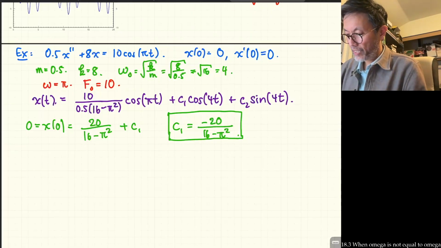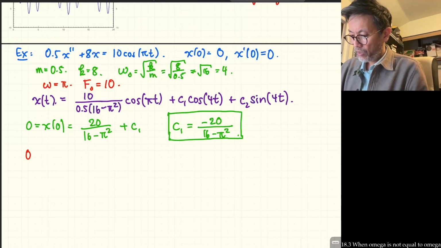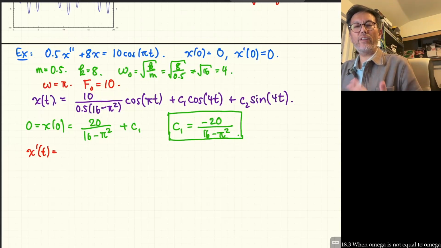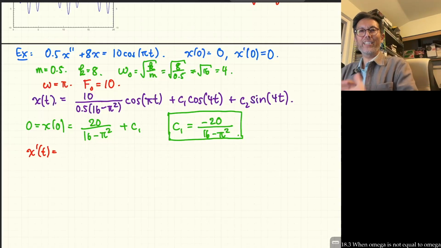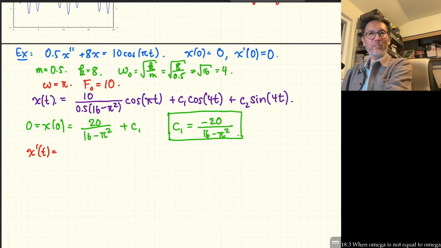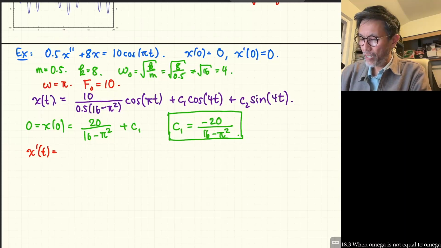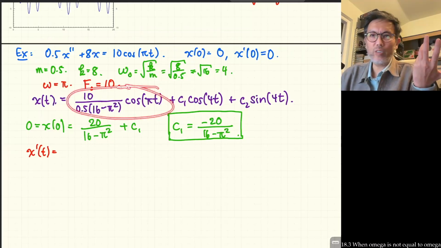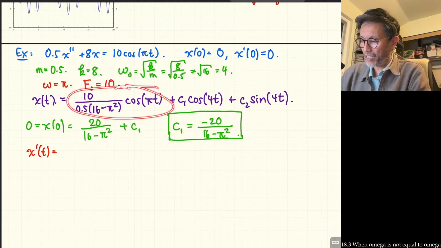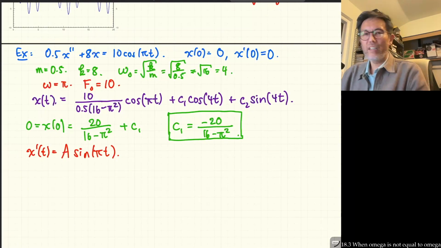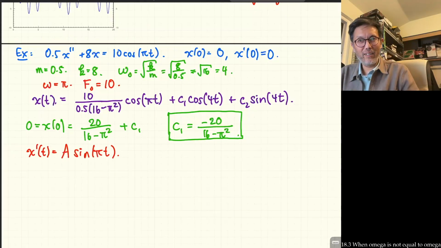Now, what about the second initial condition here, that x prime is 0? Well, we should figure out what x prime is, I guess. X prime of t, and you get used to this, start to have this feeling that whenever you see a sine, when you plug in 0, that's always going to die, right? If I take the derivative of this, I could really stress out about what the derivative of that thing is, but what I know is that this is going to be some constant a times sine of pi t. I don't know what the constant a is. I don't care is the point that I'm trying to make.